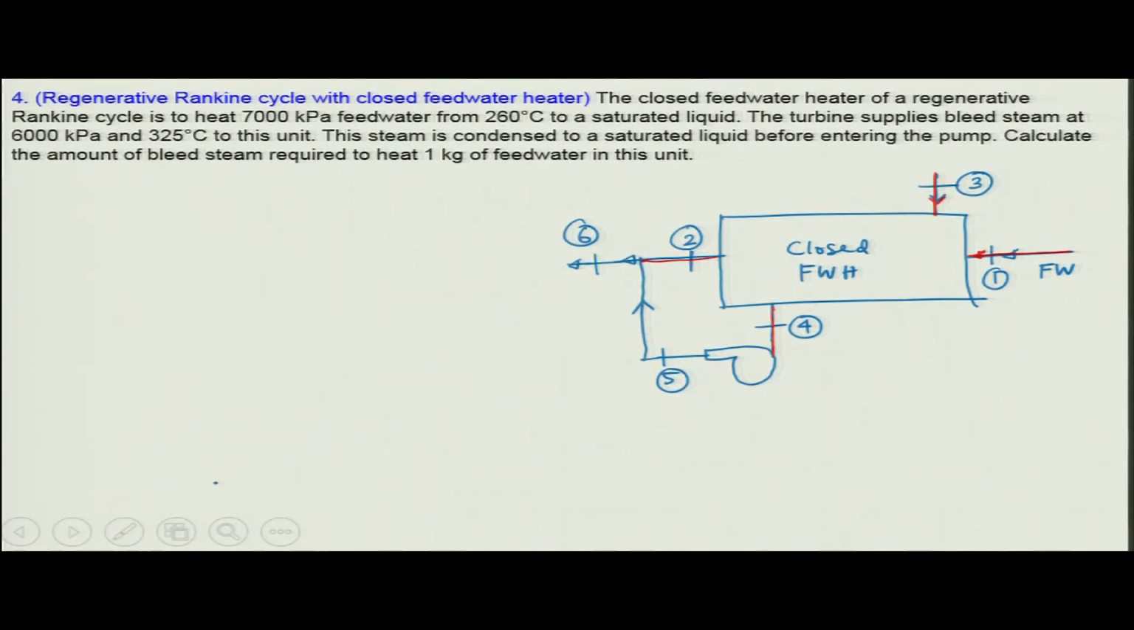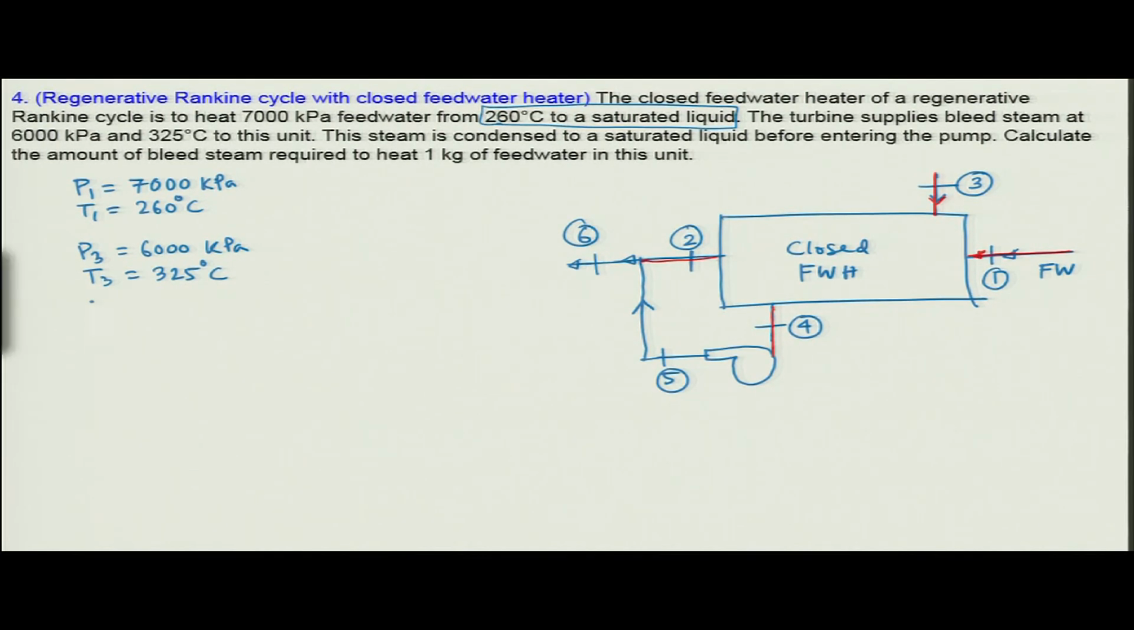Now, let us look into this problem. What is given is that P1 is 7000 kilopascal, and T1 is 260 degree centigrade. What is given is P3, the condition of the steam, that is 6000 kilopascal and T3 is 325 degree centigrade, right. And the condition of point 6 is also given, it is saturated liquid at 260 degree centigrade, right.